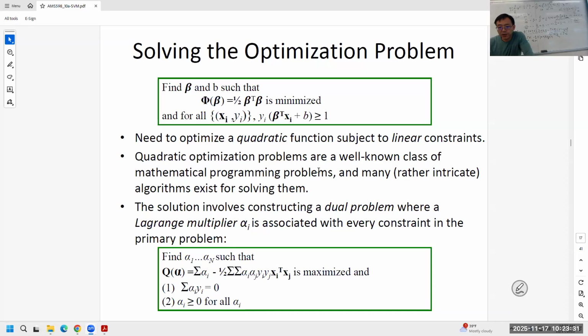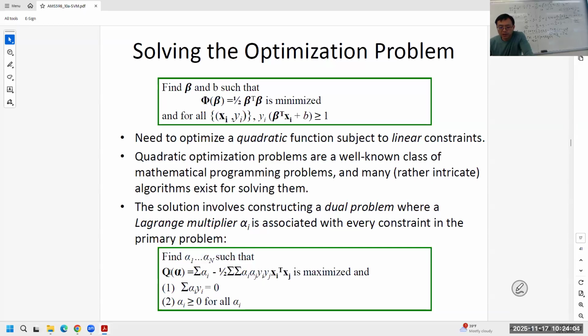Essentially, this is what I wrote on the whiteboard, explained on this slide. We want to find the beta minimizing this function. We need to optimize a quadratic function subject to linear constraints. The quadratic optimization problem is a well-known mathematical programming problem, and many algorithms can solve it. The solution involves constructing the dual problem, where a Lagrange multiplier alpha_i is associated with every constraint in the primal problem.